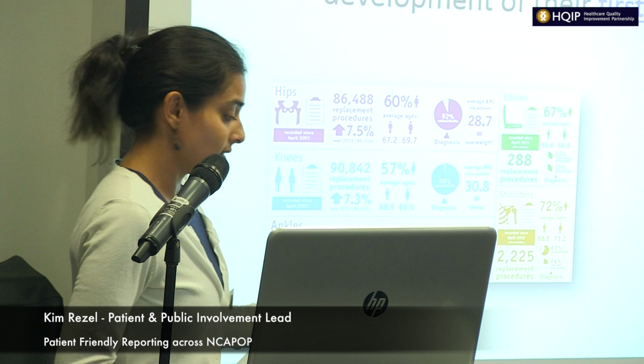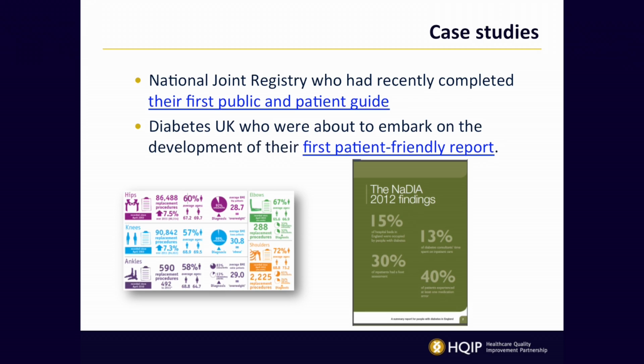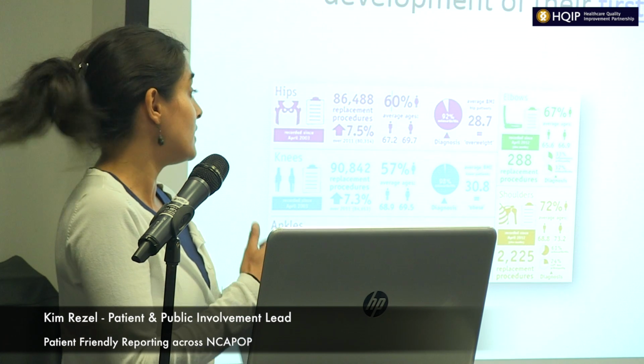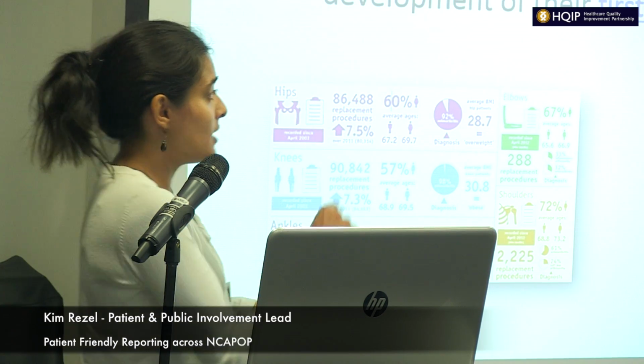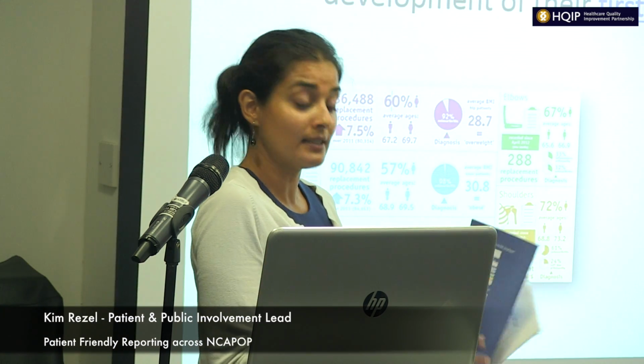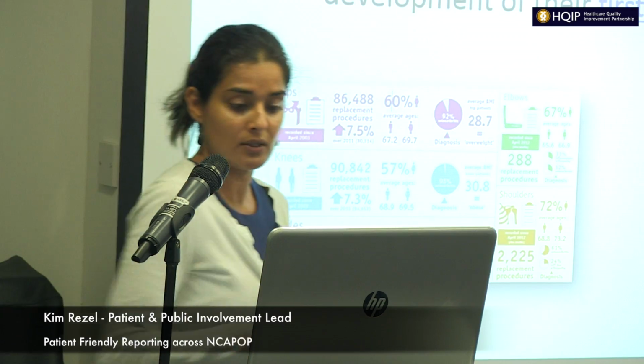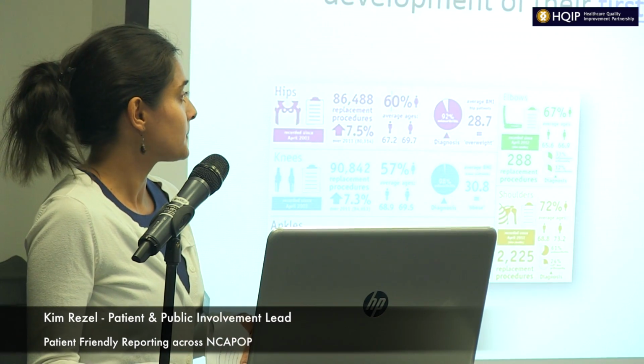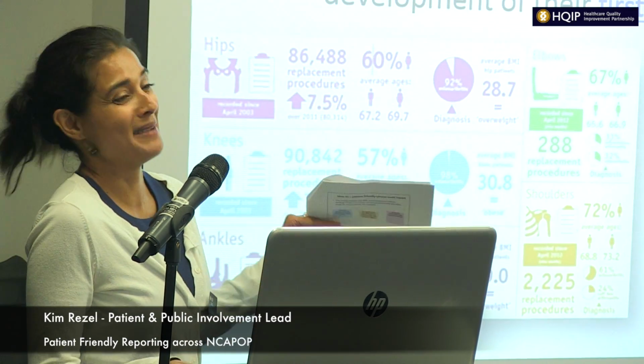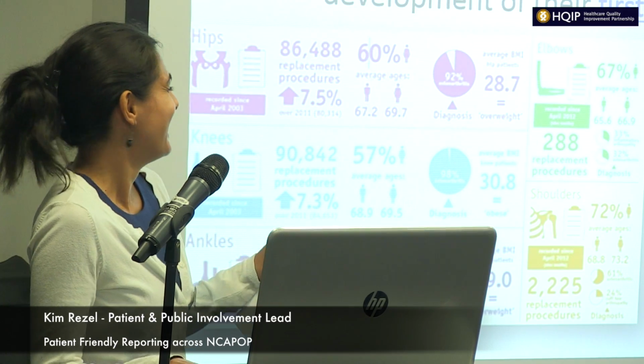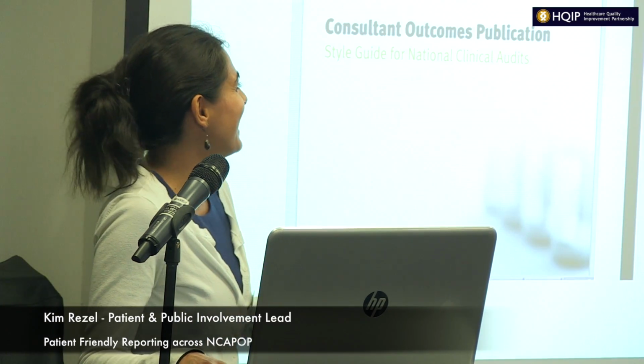So, back to the case studies. NJR and Diabetes both produced posters as well to complement their reports. With the NJR, they have 5 different procedures that they collect results on, and they're colour-coded, which also corresponds with their guide. And Diabetes found 4 main points that they wanted to put on their poster. Oh, some animations here. I forgot that I did that.